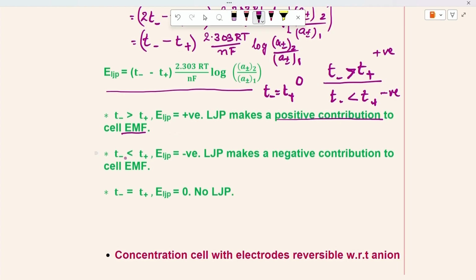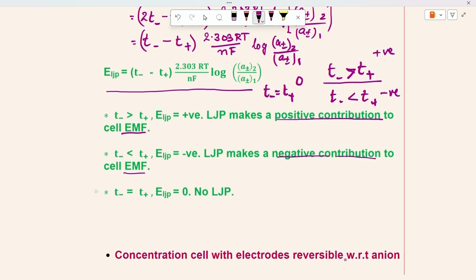Next, if T minus is less than T plus, ELJP is negative, or the liquid junction potential makes a negative contribution to the cell EMF, or you can say that the cell EMF measured will be less. When these two are equal, ELJP is equal to 0, you won't have any liquid junction potential.